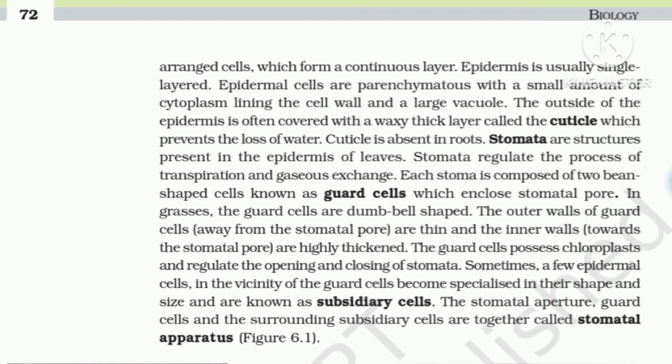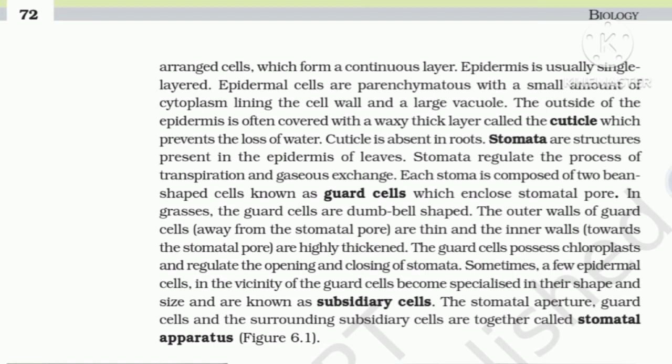Each stoma is composed of two bean-shaped cells known as guard cells, which enclose a stomatal pore. In grasses, the guard cells are dumbbell-shaped. The outer walls of guard cells away from the stomatal pore are thin, and the inner walls towards the stomatal pore are highly thickened. The guard cells possess chloroplasts and regulate the opening and closing of stomata.